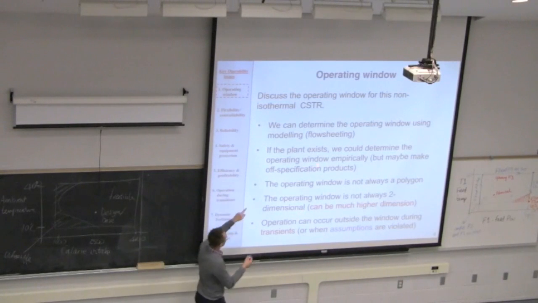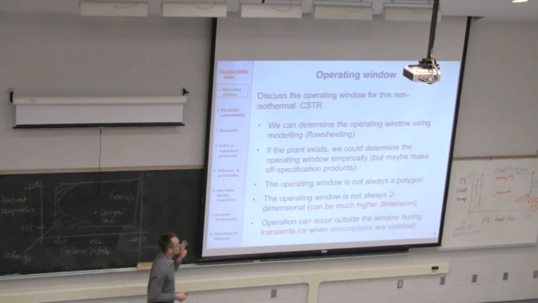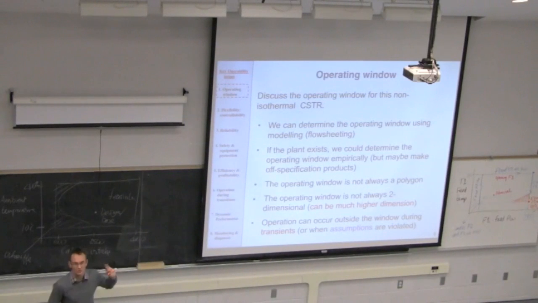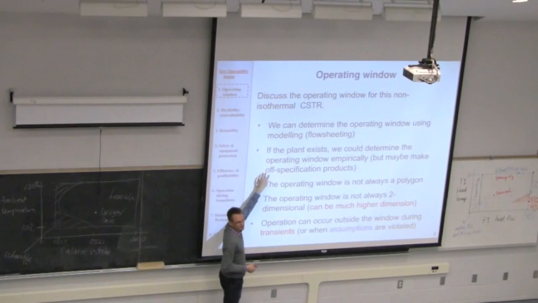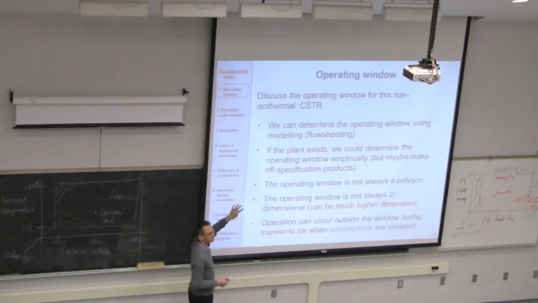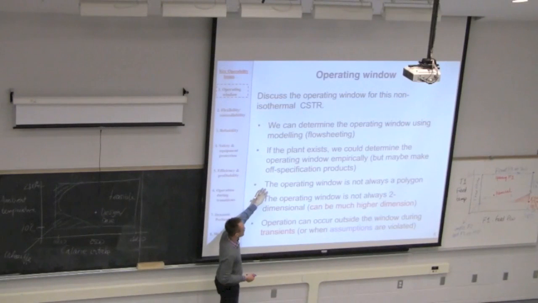You can also make an empirical determination of that operating window, but usually your boss won't allow you to do that, because when you do that, you'll be making products that you cannot sell, or you might potentially create unsafe operation in the process. But you can go back to your databases on your process and collect all that data and plot the data on the system to see what ranges you were able to operate at in the past. Bear in mind, it's not always a polygon.